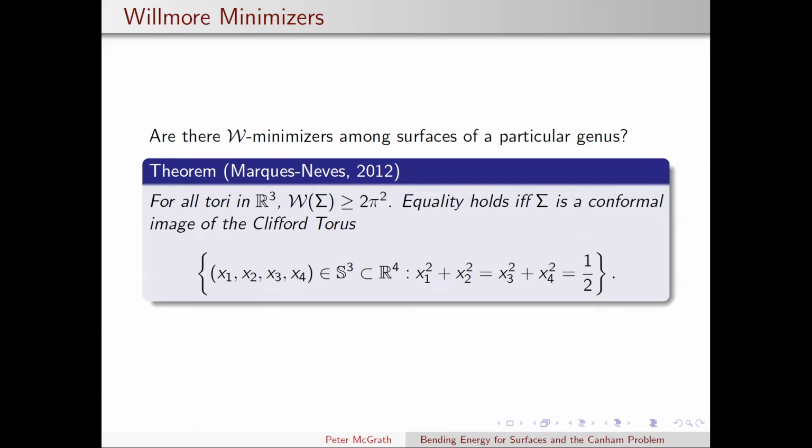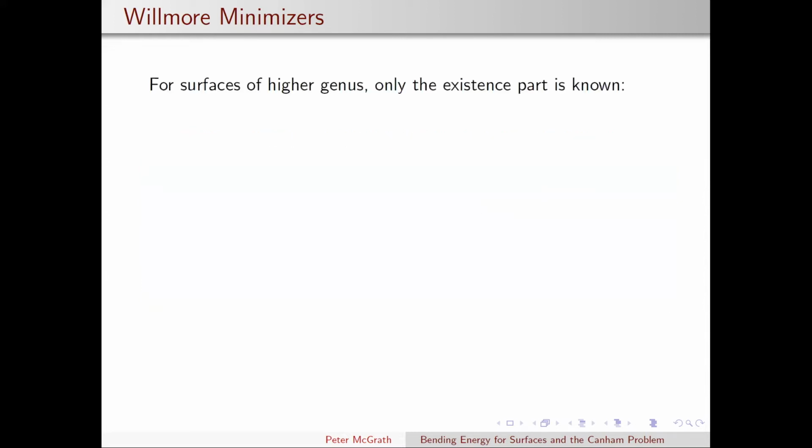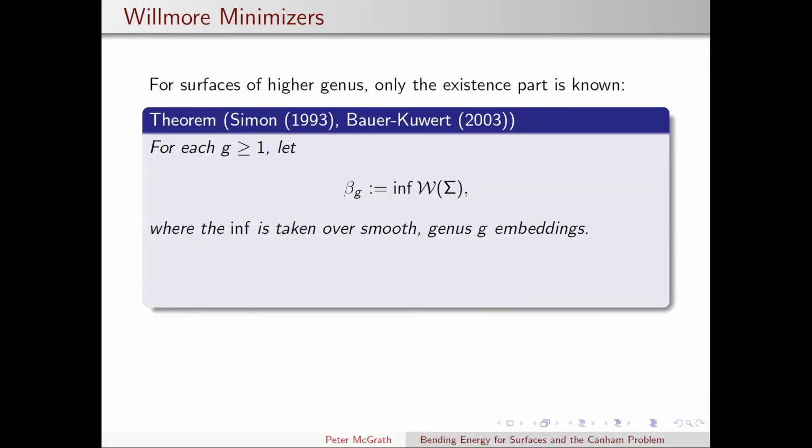So if we're interested in higher and higher genus, trying to go explicit in terms of finding the actual minimizers is probably not going to happen, given the difficulty of this result in comparison to the first. And in fact, much, much, much less is known. So only the existence part of the question for minimizers of higher genus is known. There's very little known about what these higher genus minimizers actually look like.